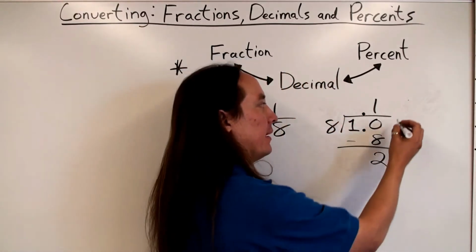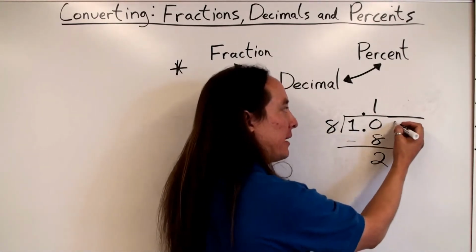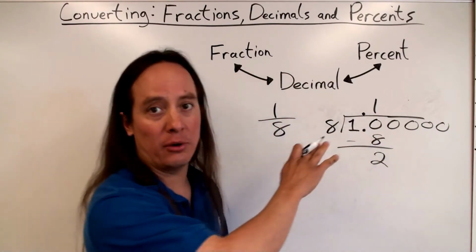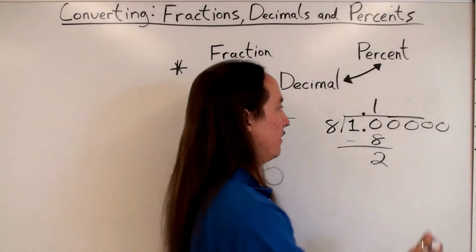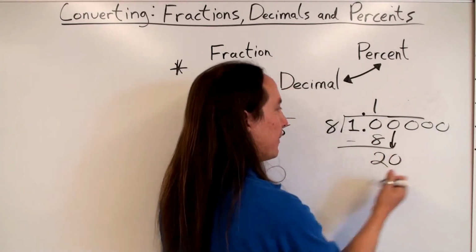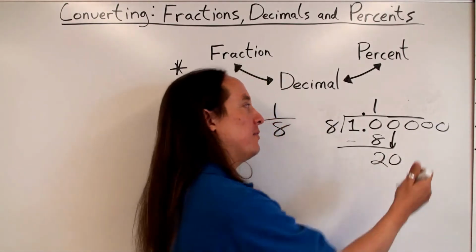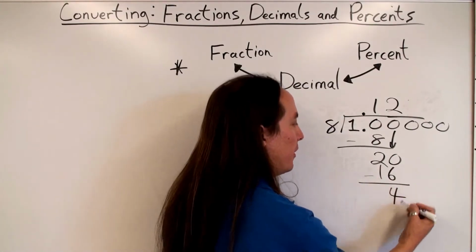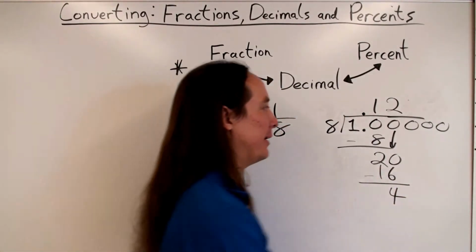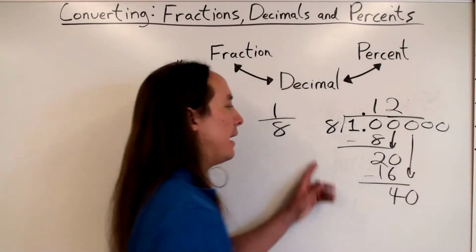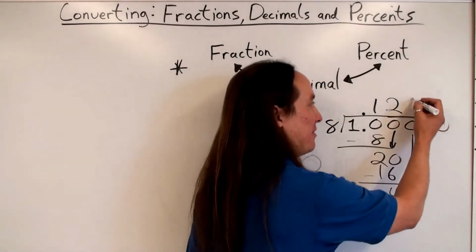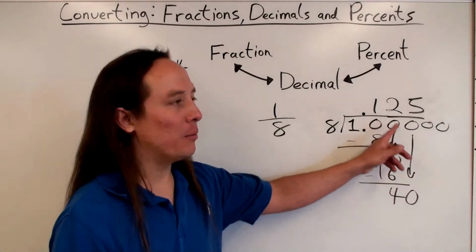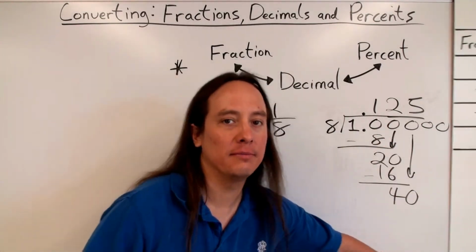Move that over a little bit more. And if I have a remainder, that means I can add another 0. I can add as many zeros as I want till infinity after I put a decimal point, if you didn't know that already. All right, so I'm going to bring down the next 0. 8 goes into 20 two times with 16 and a remainder of 4. I still have a remainder. I can bring down another 0. 8 goes into 40 5 times. So it's 0.125. There's our decimal.